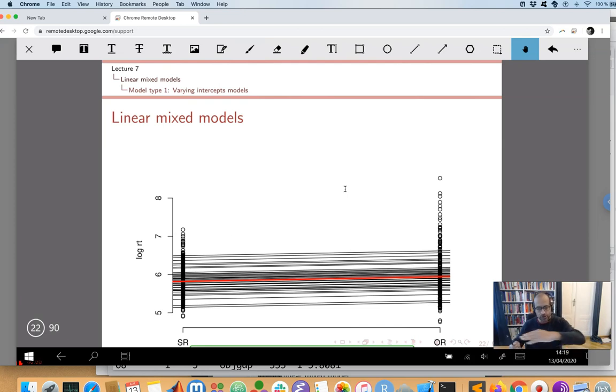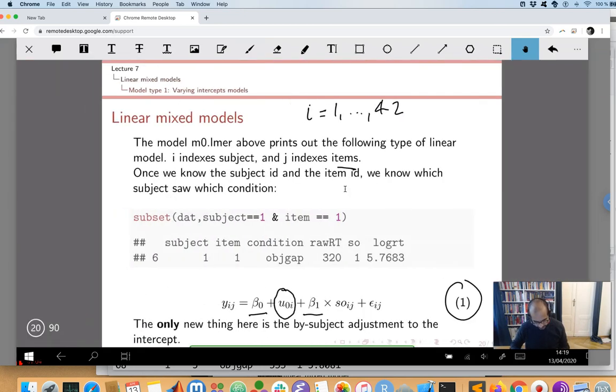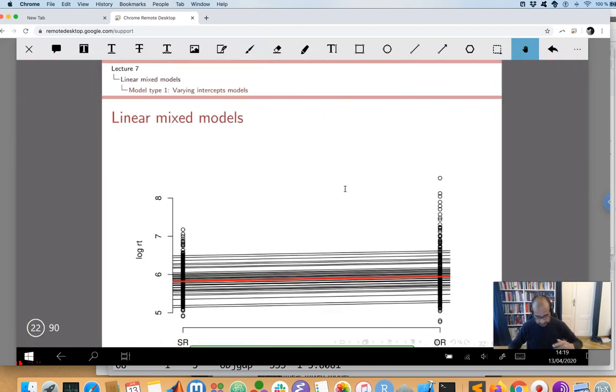Notice that the slope of each one of these black lines is exactly the same as the slope of the red line. That's because we are assuming that all the subjects have the same relative clause effect. The slope is the same for everyone. What we are assuming is that each subject has a different intercept, okay? And that is why you're seeing the fluctuation around the red line. Some subjects are slow, so this subject out here is very slow, and this subject is very fast, right? So they have positive and negative adjustments to this intercept.